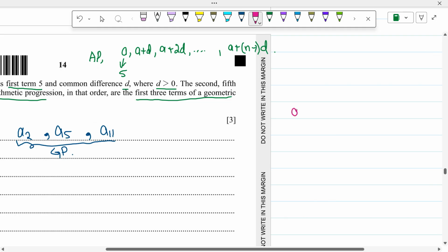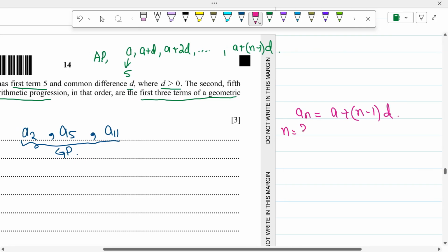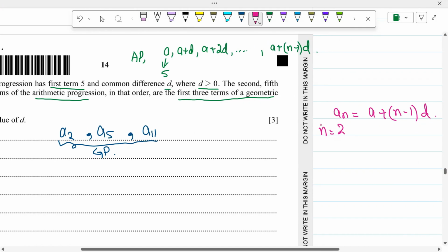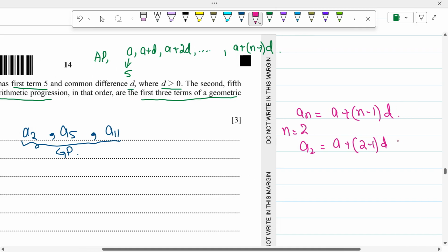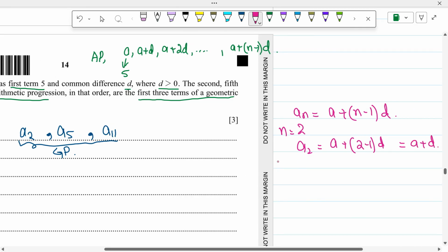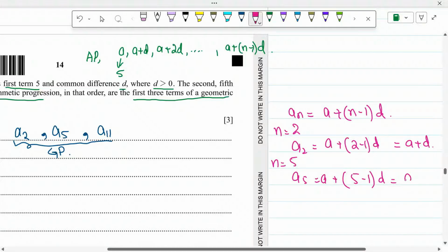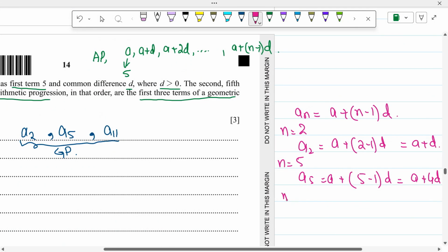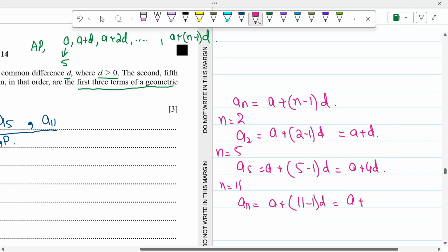We know that the nth term of the arithmetic progression is a plus (n minus 1) times d. If we plug in n equal to 2, because we need the second, fifth, and 11th terms, then a2 is equal to a plus (2 minus 1) times d, which is a plus d. Similarly, when n is 5, a5 is a plus (5 minus 1) times d, which is a plus 4d. When n is 11, a11 is a plus (11 minus 1) times d, which is a plus 10d.